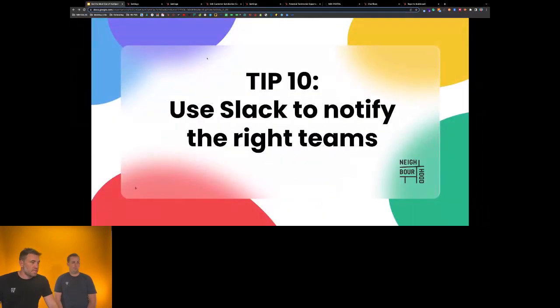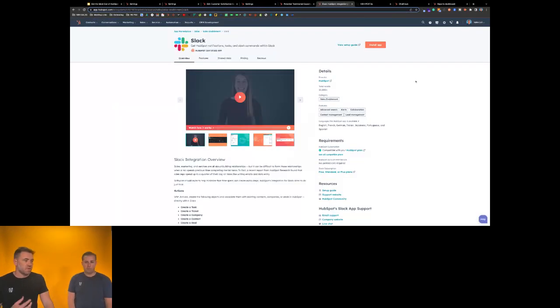And last but not least, use Slack to notify the right teams. We use it ourselves specifically. So in this case, when somebody has a chat, we live on Slack in regards to our internal collaboration, but in order to talk to people on a chatbot, we don't necessarily want to flick back to HubSpot. We also get the internal notification ding.